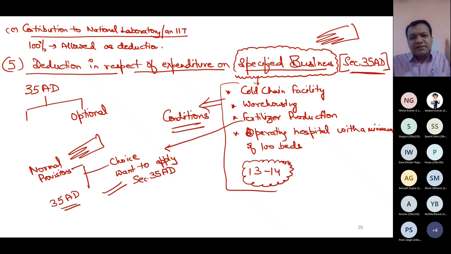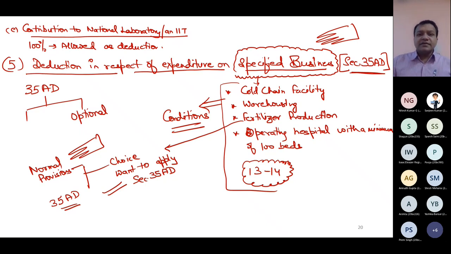What different types of businesses are there, that is not in our course. But you must know that 35 AD is a special section of computing business income for some limited types of businesses which fulfill the conditions mentioned in this section 35 AD. It is an optional section for such businesses. They can compute the business income as per normal provision or as per the provisions of section 35 AD.